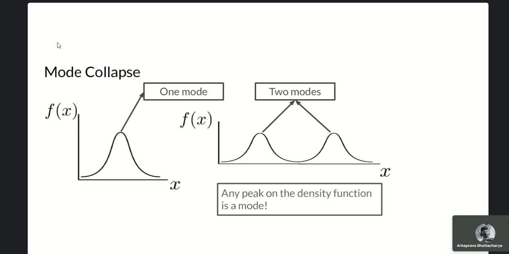So basically, any peak on the probability distribution of the features is a mode of that distribution. Where you have a high concentration of observations, that is basically a mode of that data distribution. You can have data distributions with multiple modes as well.